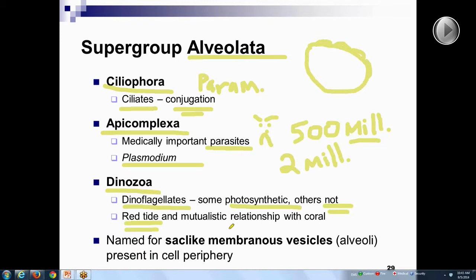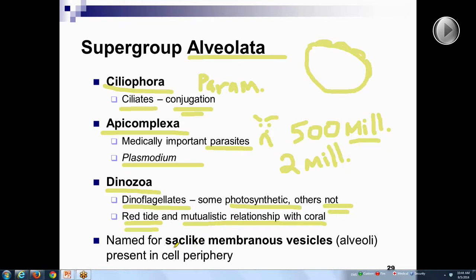Now, we'll find a lot of dinoflagellates have mutualistic relationships with coral. The dinoflagellate, the dinozoan, works with the coral to produce certain compounds the coral can't make. They have a symbiotic relationship. If the dinozoan dies, the coral can die, resulting in what's called bleaching. So the coral are completely dependent on these dinoflagellates with their photosynthetic capabilities.